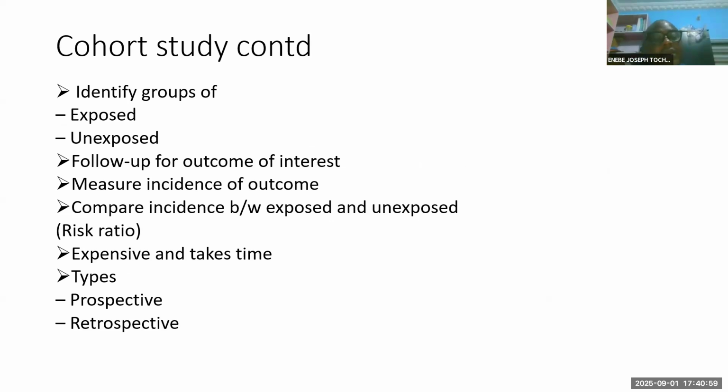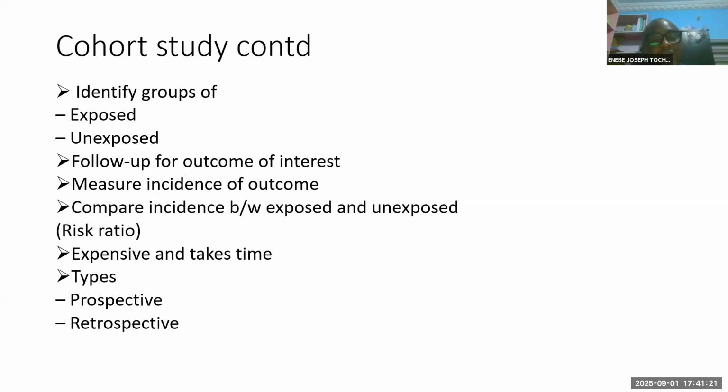So you follow them up for the outcome of interest. Now measure the incidence of the outcome over that time. Now you compare the incidence in both the exposed and the unexposed. And when you do that, you get what you call the relative risk. So when you get the relative risk, that's what you call a cohort study.